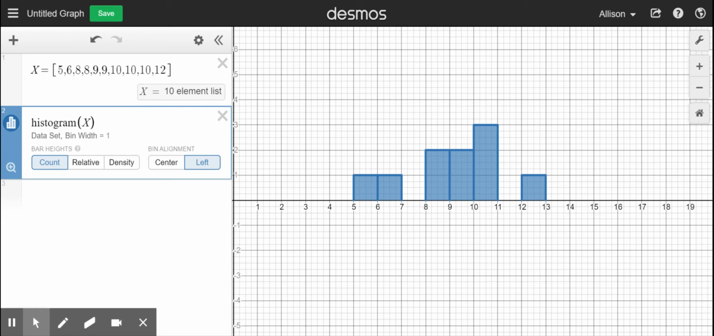So you can use this online graphing calculator anytime you need to create a graph, like a box plot, dot plot, and then you can also use it to calculate statistics like we saw at the beginning.